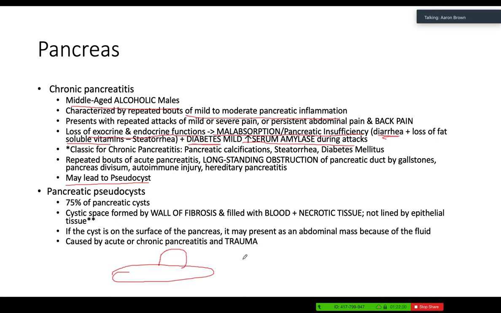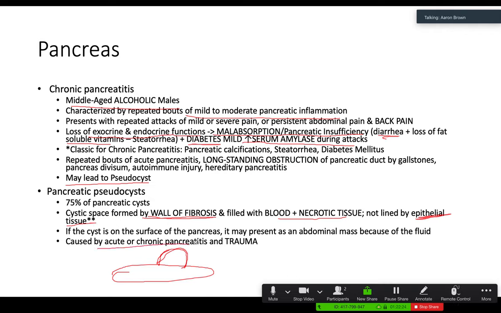It is not a true cyst because it's not pancreatic tissue. The cystic space has a wall of just fibrosis. This is just a fibrous layer forming the outside of the cyst. And inside of that cyst, we'll see blood and necrotic tissue. We do not see epithelial tissue. This is what I mean by a pseudocyst. This is not pancreatic tissue making up the wall of the cyst. Okay.